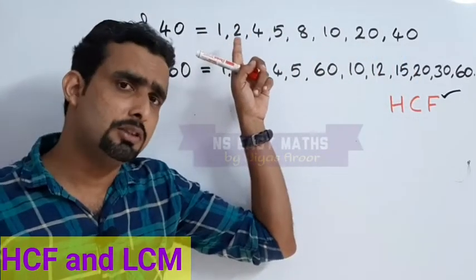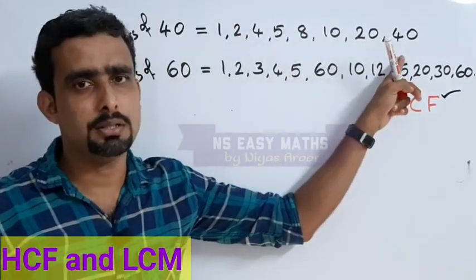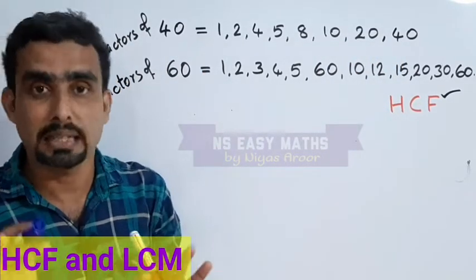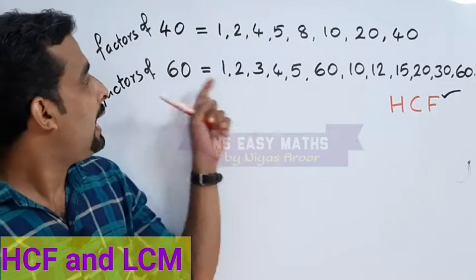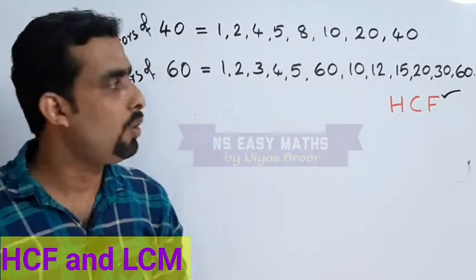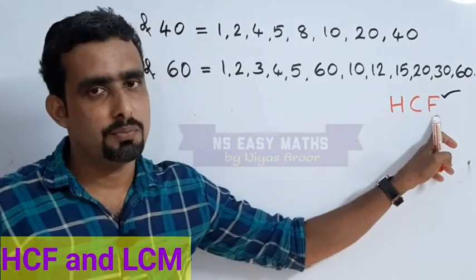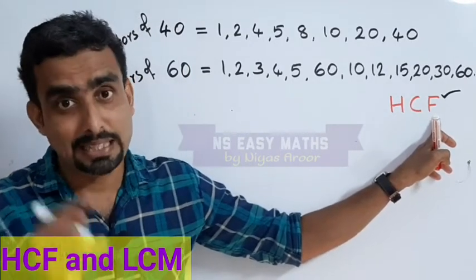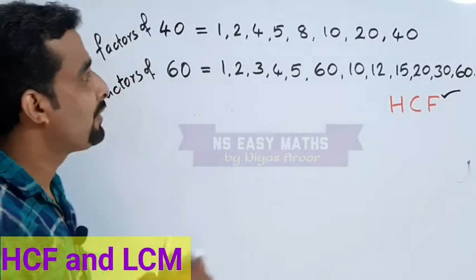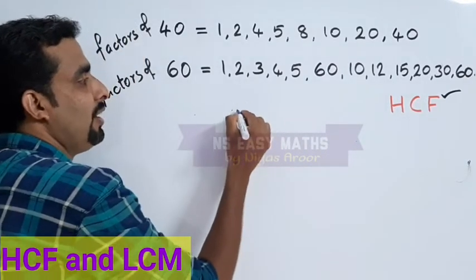What do we mean by factors? By using these numbers, you can divide the number 40 completely, without any remainder other than 0. And similarly, the factors of 60 are these numbers. So we wrote the factors. Then take the common factors.